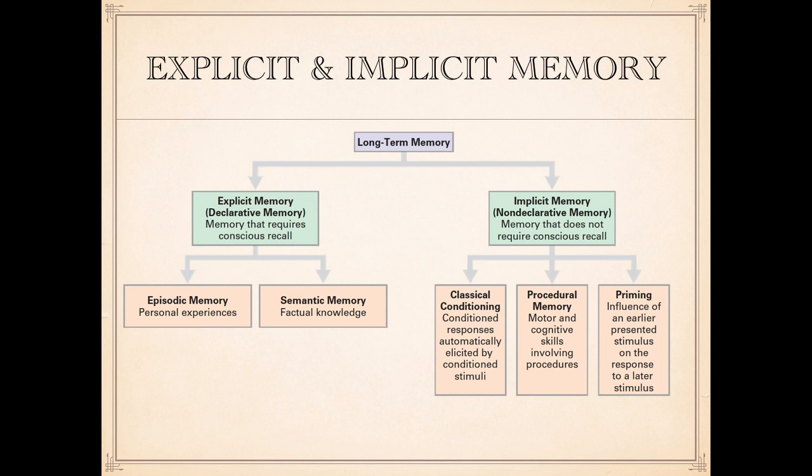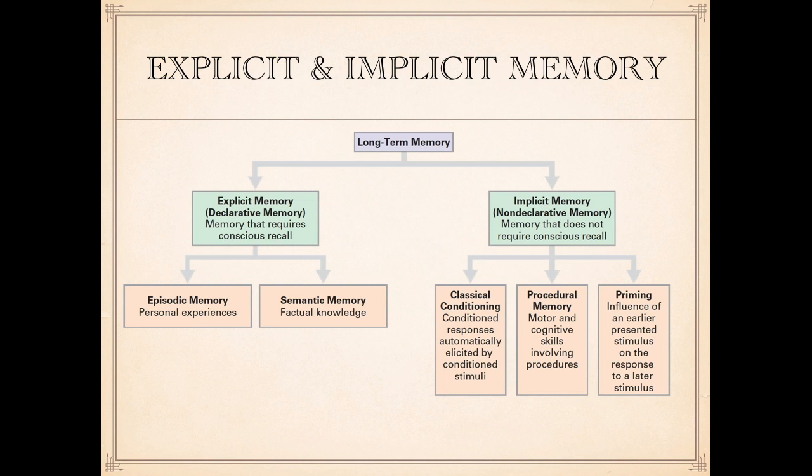The three types of long-term memories can be divided into categories. They include explicit and implicit memories. Explicit memories, also known as declarative memories, are memories that require conscious recall. They include episodic and semantic memories. These memories are not automatic, and it does require that you purposefully recall the information from your long-term memory.